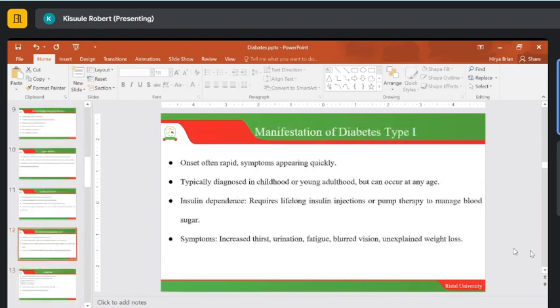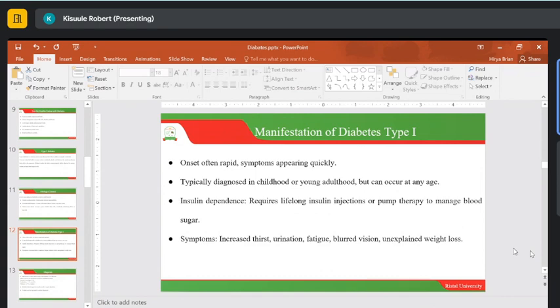So, manifestation of type 1: often the onset is rapid and symptoms appear quickly, typically diagnosed in childhood or young adulthood. And it can also occur at any age. You can't say you're really safe from it. And it is insulin dependent, so this requires lifelong insulin injections to pump therapy majorly into the blood.